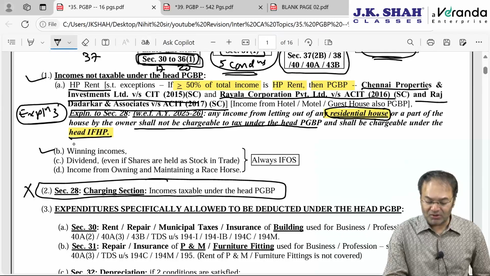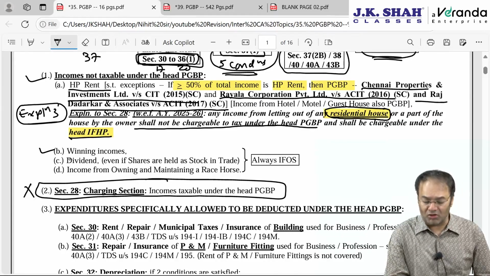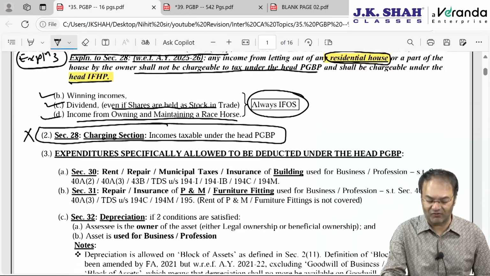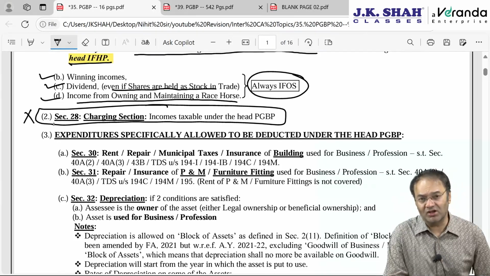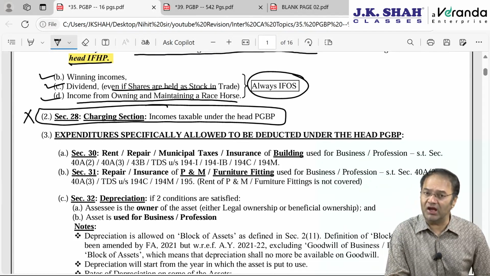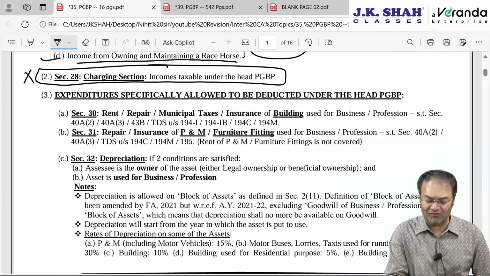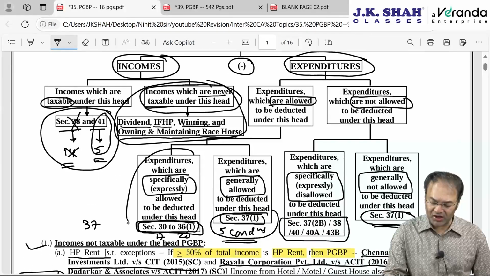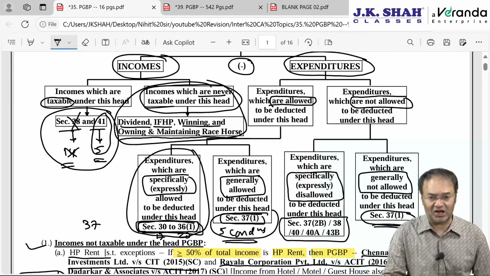The second income which is not taxable under this head is winning income, winning from lottery, crossword puzzle, card game, dividend income, even if shares are held as stock in trade, and last is income from owning and maintaining race horses. These 3 incomes are always taxable as IFOS. So, regarding which incomes are taxable, section 28 we are skipping, and section 41 we will discuss at the end of the chapter. Next category is expenditure. In expenditure, the first category is expenditure which is specifically allowable.